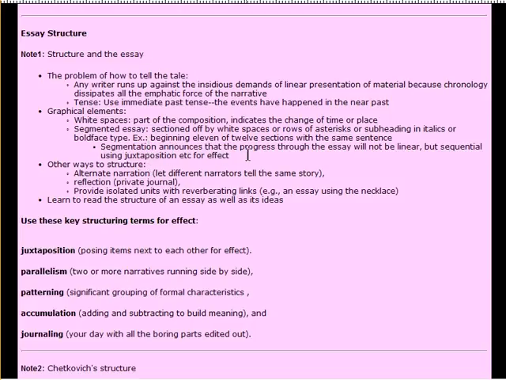You could use the beginning sentence in all of your sections. You could do something where you put asterisks or headings or whatever. Other ways to structure the essay with an alternate narrative. You could have two different narrators and go from one to the other so that we can see two different perspectives on the same idea.